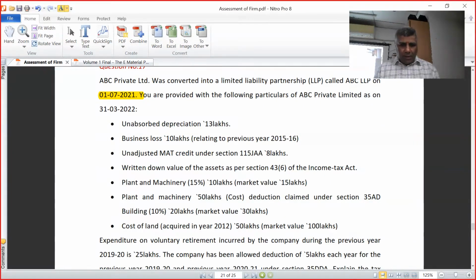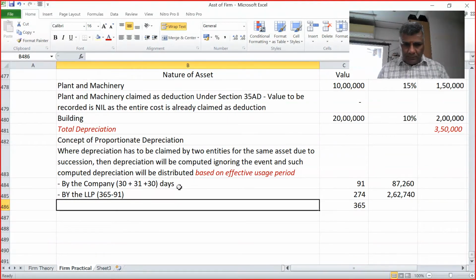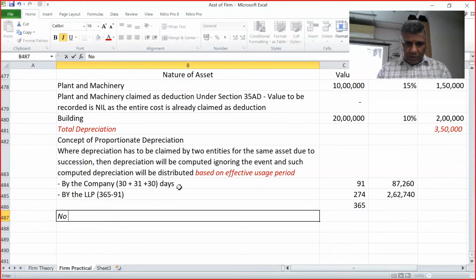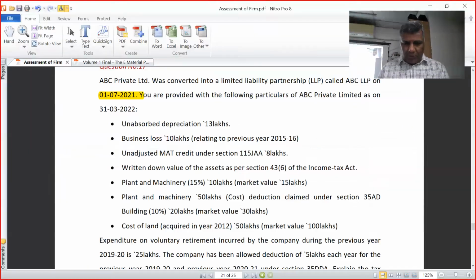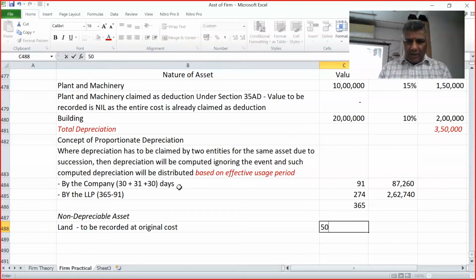Now, non-depreciable asset, land, to be recorded at original cost. So you can record it only at 50 lakhs.